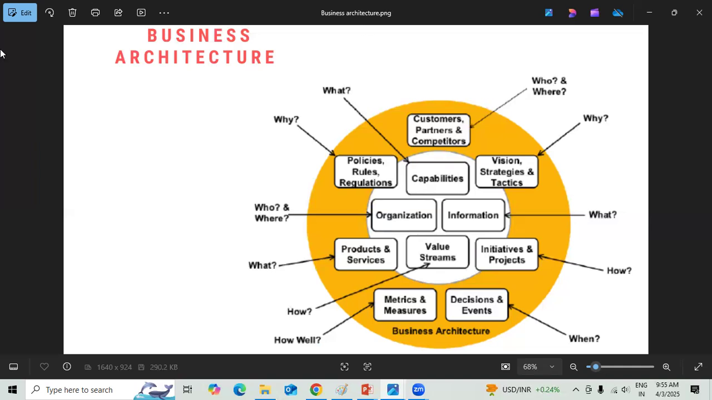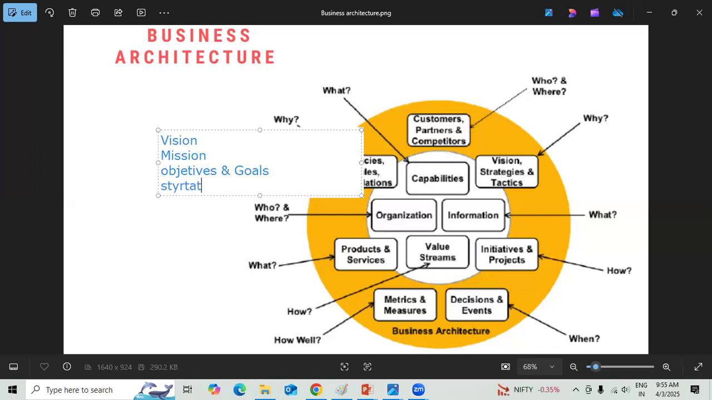Let me write on here. Any organization, any enterprise, more or less, first has some vision. Vision is the first one. To reach that vision, what mission statement do they have? That is important here. Next, we must know about the objectives and goals that they want to achieve. For that, what are the strategies they want to implement, followed by tactics.